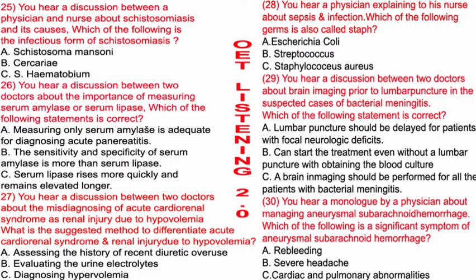Question 30. You hear a monologue by a physician about managing aneurysmal subarachnoid hemorrhage. Now read the question.